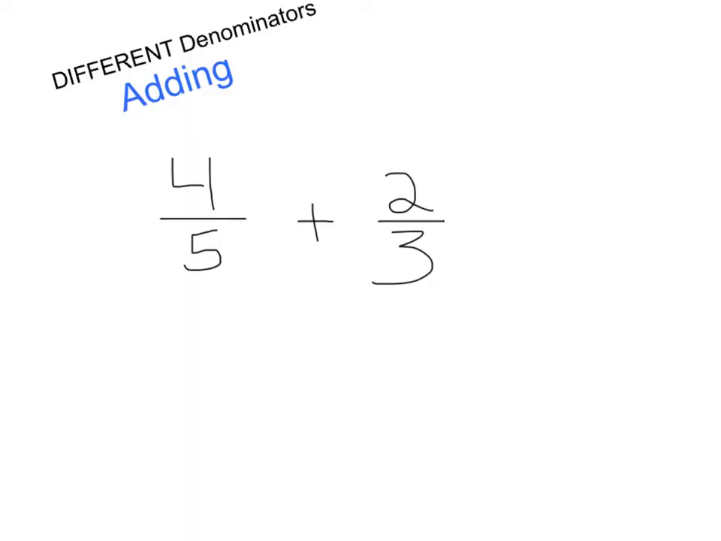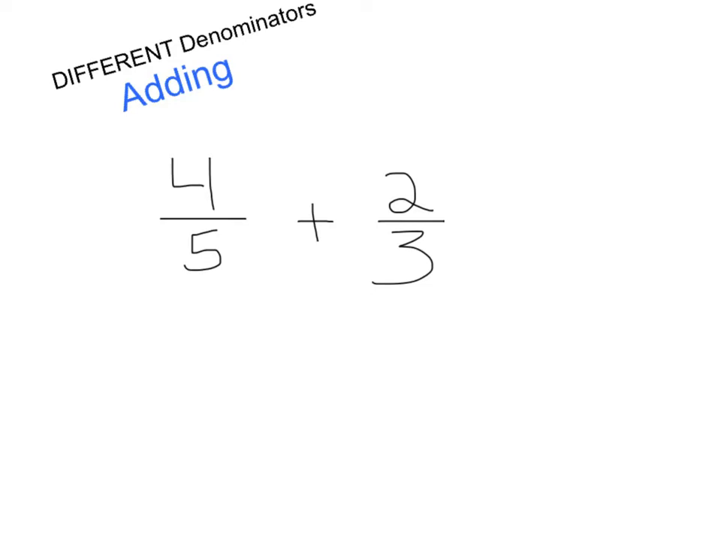Alright, now we're going to be adding fractions with different denominators. We have 5 and we have 3. So the only way to do this is we have to create our own common denominators. So you want to think about multiples of our current ones. You want to think about 3. What are all the multiples of 3? And 5, what are all the multiples of 5? And then which one do they have in common?